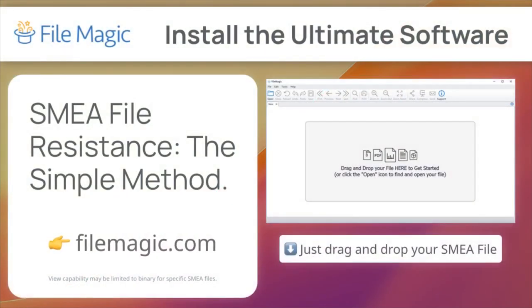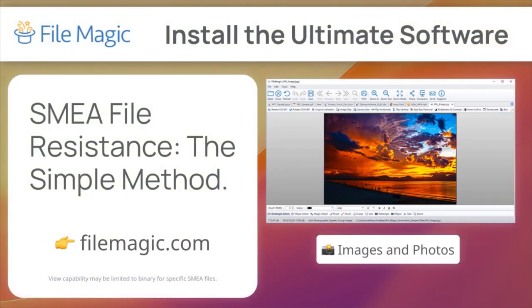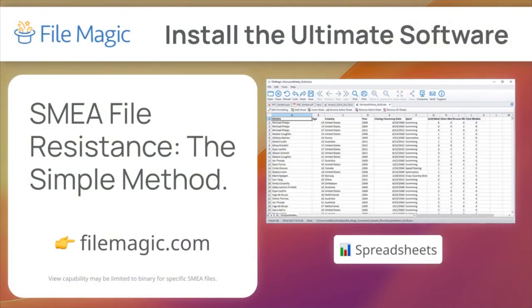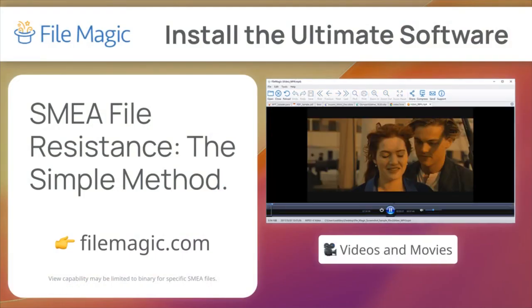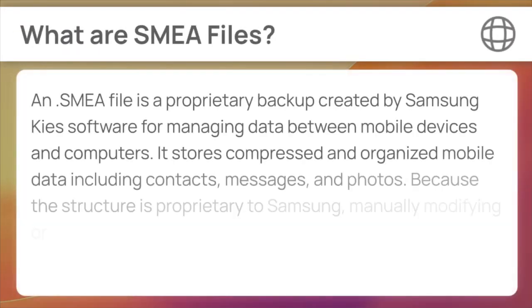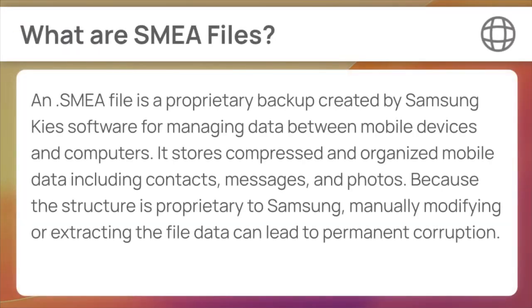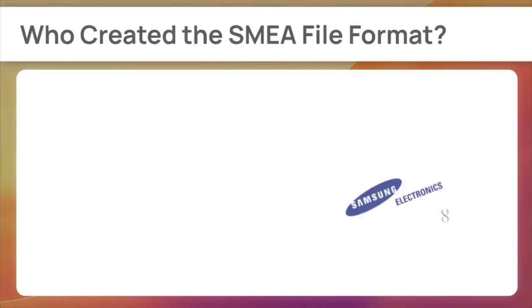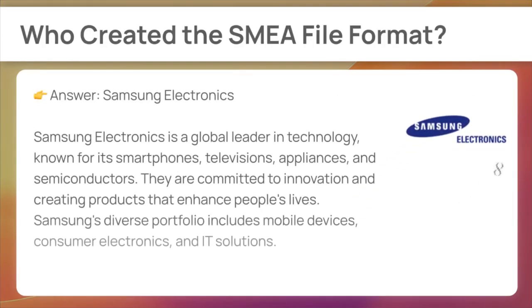Consider this the ace up my sleeve, a specialized program that utilizes magic techniques to properly identify and open the SMEA file. I'll reveal it at the end. An SMEA file is a proprietary backup created by Samsung Kies software for managing data between mobile devices and computers. It stores compressed and organized mobile data, including contacts, messages, and photos.